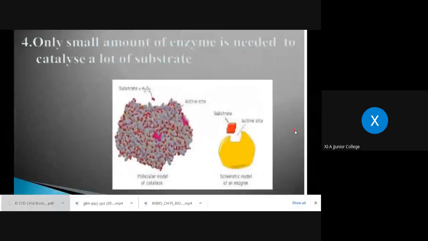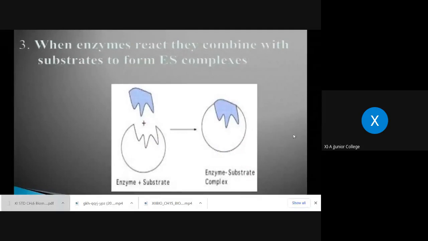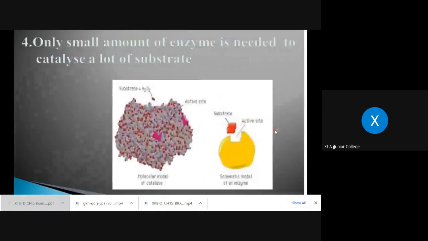Now you can see one more thing, only a small amount of enzyme is needed to catalyze a lot of substrates. In the previous diagram also you can see here is the small area that is considered to be the active site, where it reacts with the substrate. So the large remaining area of the enzyme is free to react with the different substrates. So a small amount of enzyme is needed to catalyze a lot of substrates. This is what you need to remember.